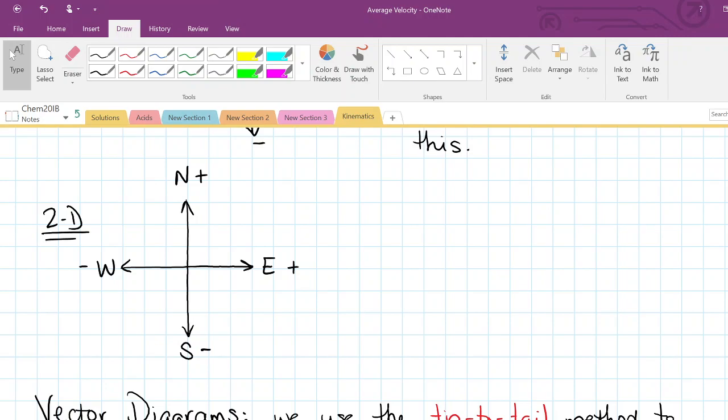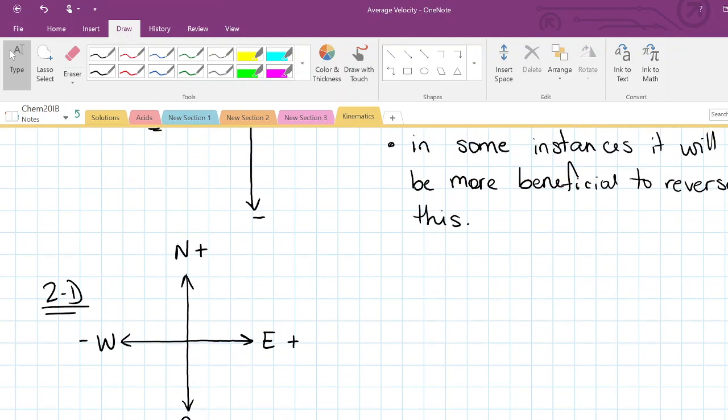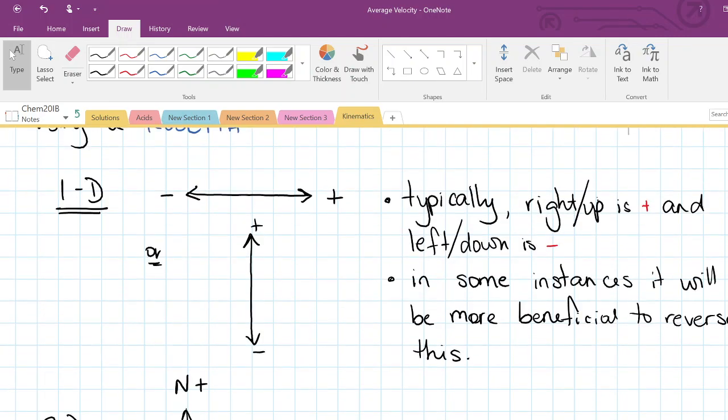Truthfully, when you're doing any sort of problems, you can assign whatever you want to be positive and whatever you want to be negative. It's just that sometimes your calculations get harder if you don't follow the convention, because you end up dealing with lots of negative signs, and that ends up causing some issues. So we're going to do a lot of examples together so that you see, but keep in mind, again, if you're keeping a study sheet, typically we say right and up is positive, down and left is negative.